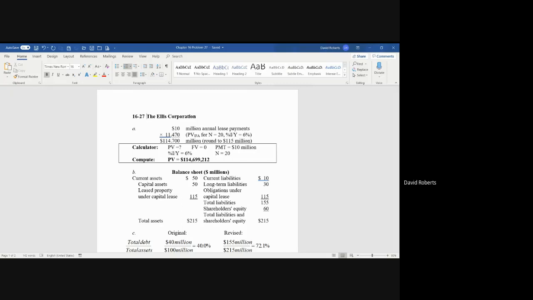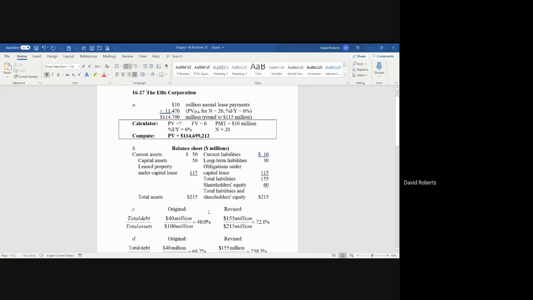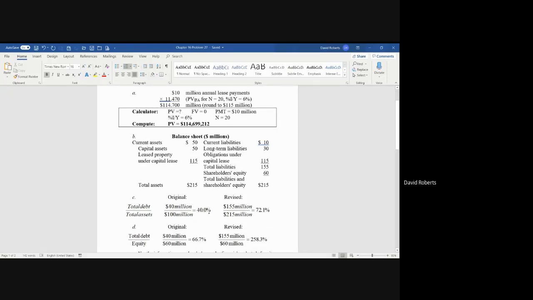You then record that as a capital lease in your balance sheet. So you add that under leased property under capital lease. So it goes under the capital assets. You have your current assets of 50 million, capital assets of 50 million, but now you also have the capital lease of 115, which means your assets total to be 215. You then offset that with an obligation under capital lease of 115 million.